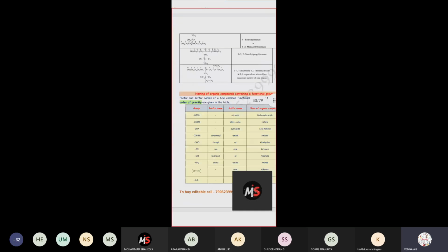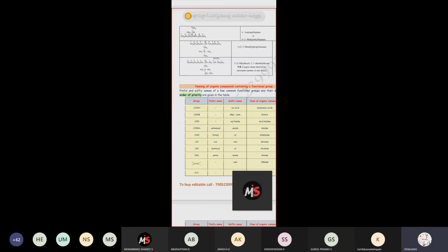Sometimes they will provide the same compound with two multiple bonds, nothing but a double bond and also a triple bond. In those conditions, while giving the numbering, you can follow the lowest locant rule. Lowest locant, nothing but you can give the numbering so that whichever side the least number comes, you start the numbering from that side.